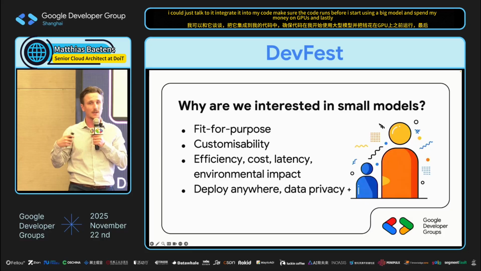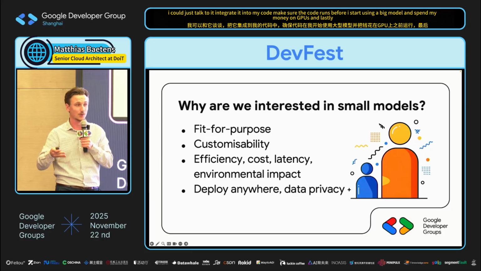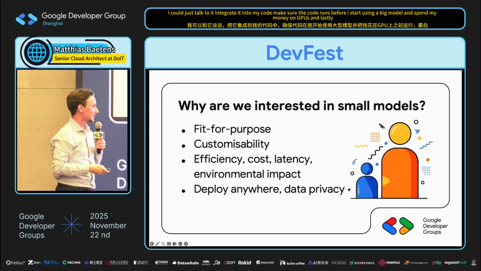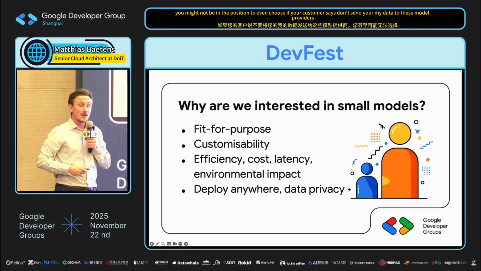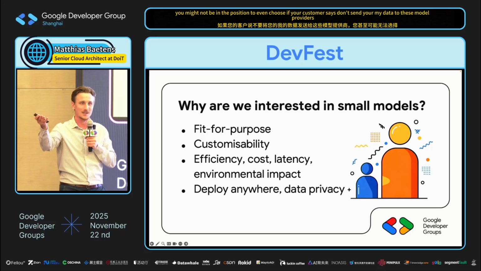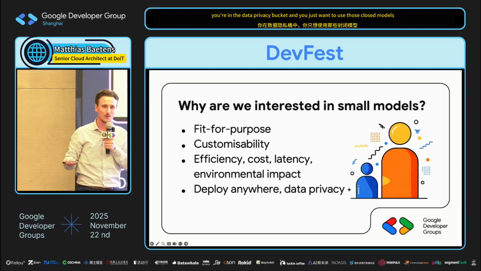I could just talk to it, integrate it into my code, make sure the code runs before I start using a big model and spend my money on GPUs. And lastly, you might not be in the position to even choose if your customer says, don't send my data to these model providers. You're in the data privacy bucket and you just want to use those closed models.